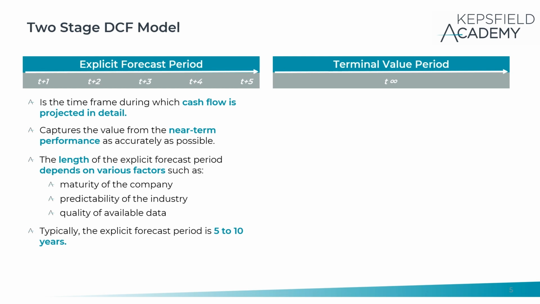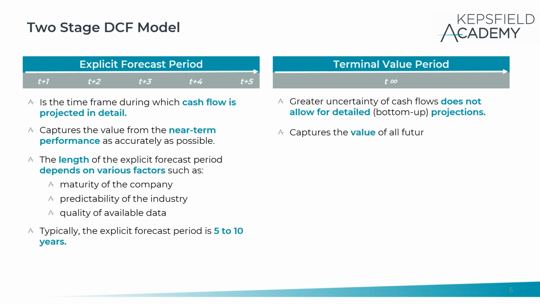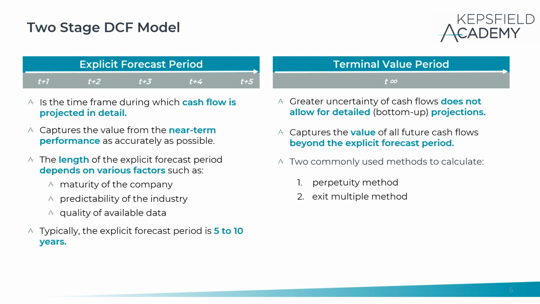After the explicit forecast period, estimating cash flows becomes more challenging due to the increased uncertainty. To account for this, analysts use the concept of terminal value. Terminal value represents the present value of all future cash flows beyond the explicit forecast period, assuming a constant growth rate, or perpetuity, or a decline to zero, liquidation. There are two main methods to calculate the terminal value: the perpetuity growth model and the exit multiple method.